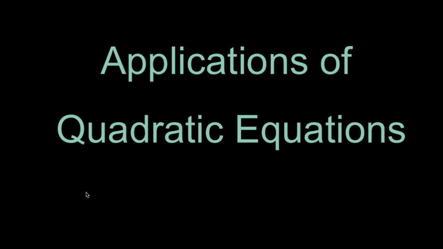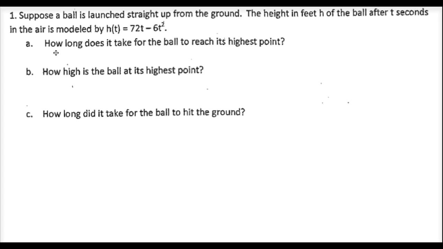Applications of quadratic equations. First number. Suppose a ball is launched straight up from the ground. The height in feet h of the ball after t seconds in the air is modeled by h of t equals 72t minus 6t squared.